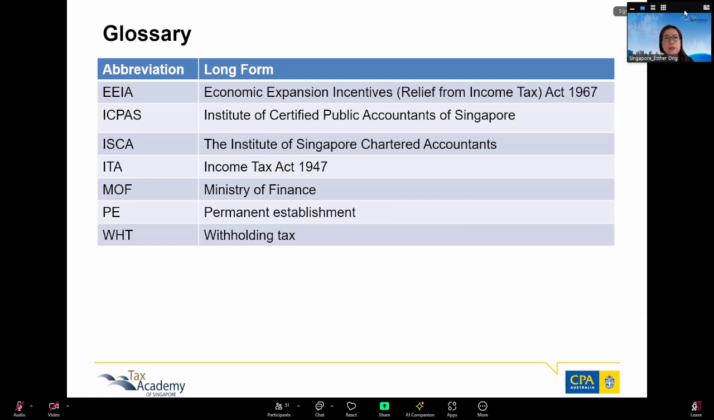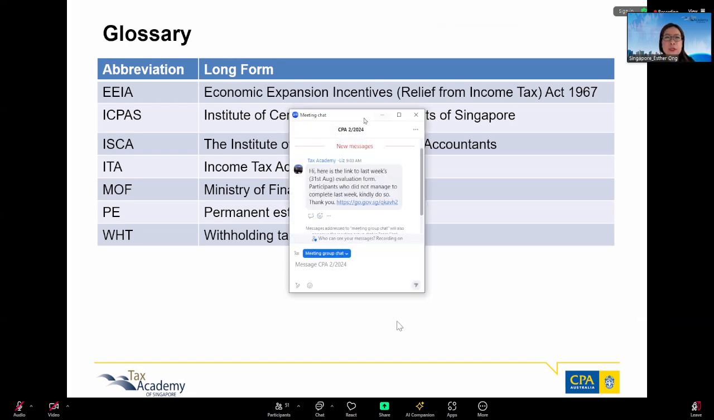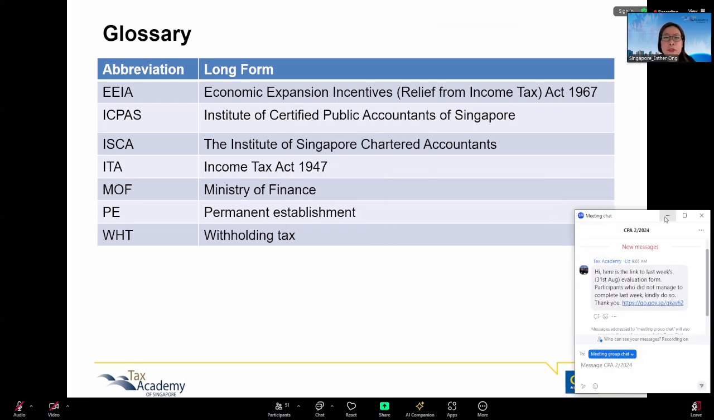This slide here is a glossary of all the short terms that you'll be seeing throughout the rest of the slides. So you can come back to this page to refer to the term for the full name.